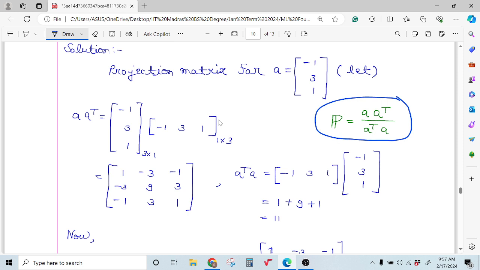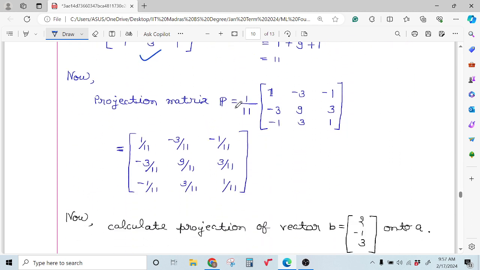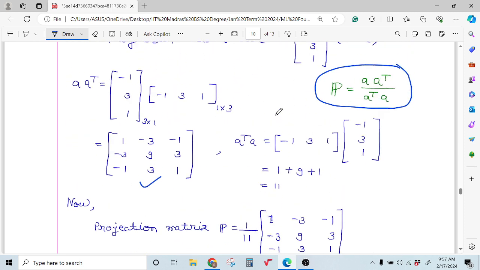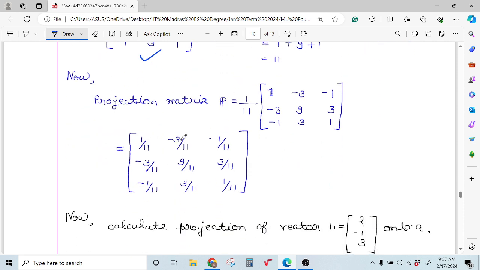First we have calculated A transpose, and this is matrix A transpose, and then A transpose A. This will be the dot product of these two vectors, and the dot product is 11. Now the projection matrix P is written as this, because A transpose A is 11 and A transpose is this matrix. So our projection matrix is this.